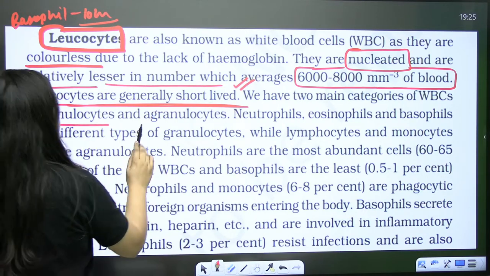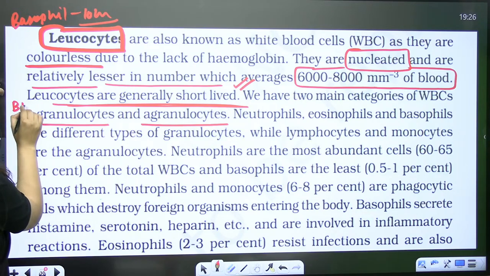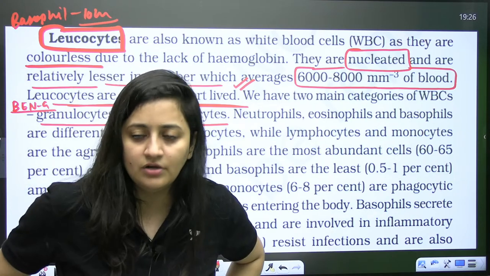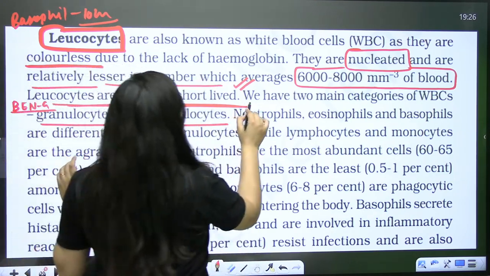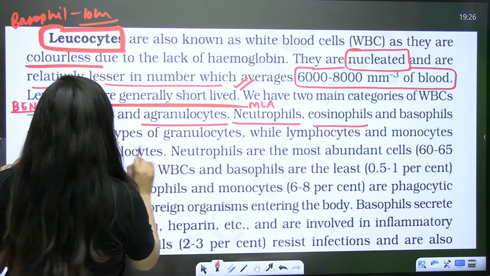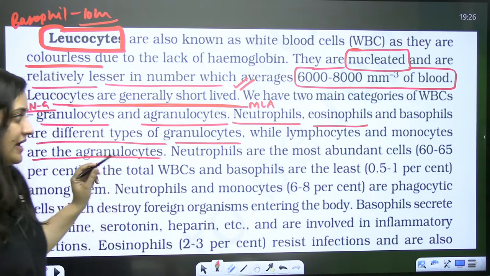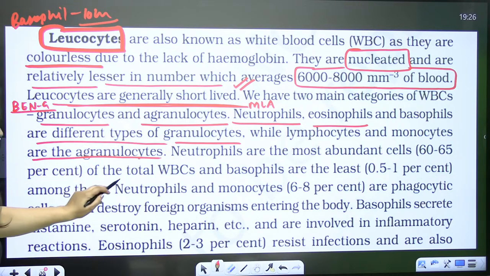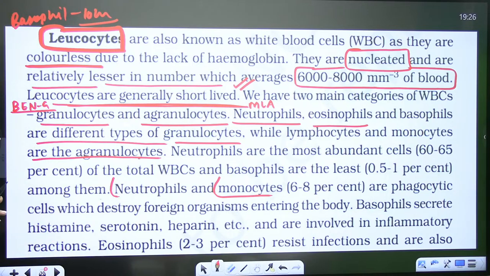We have two main categories, I already told you, granulocytes and agranulocytes. So, you can write the trick here. Like we have Ben 10, have you seen Ben 10? Same way, BENJI for granulocytes. And when it is agranulocyte, it will be MLA. So, neutrophils, eosinophils, basophils are granulocytes. Lymphocytes and monocytes are agranulocytes. Most abundant is neutrophil. You have to remember this. You should know about their amounts as well.